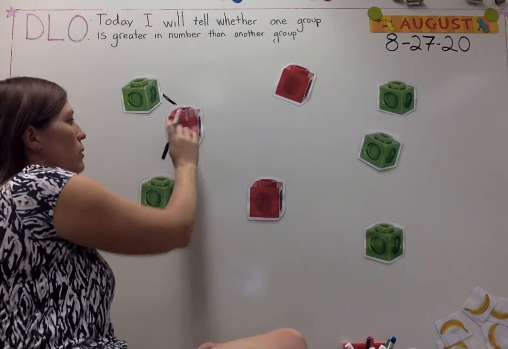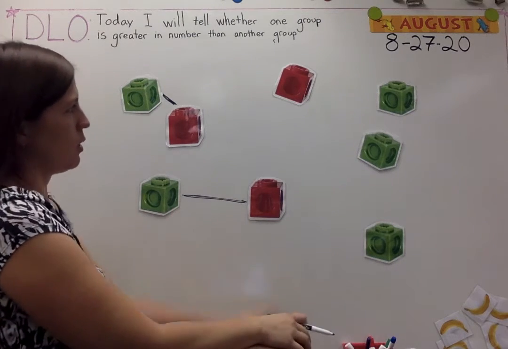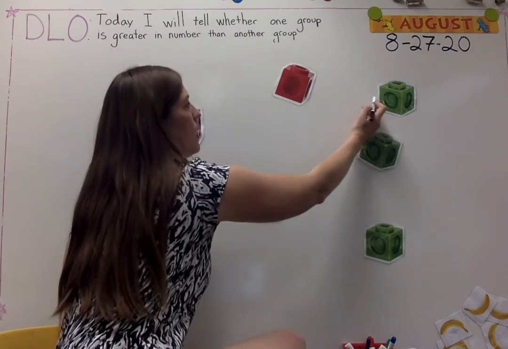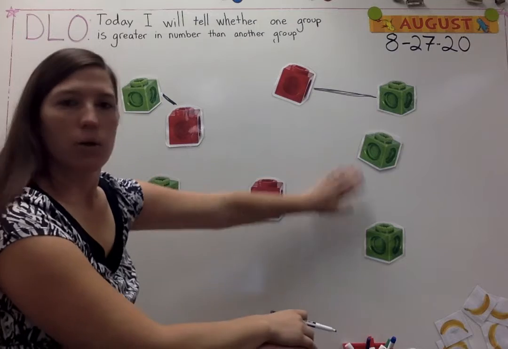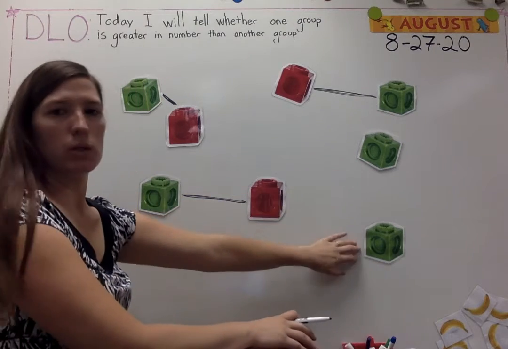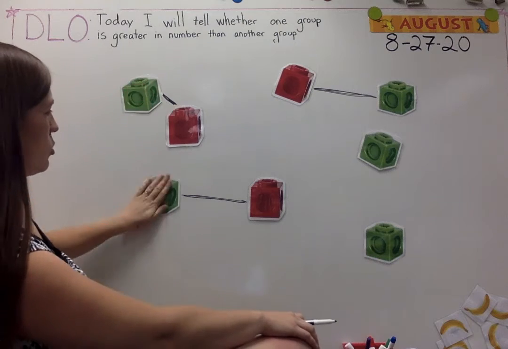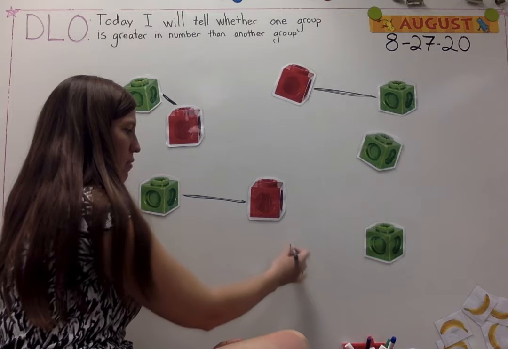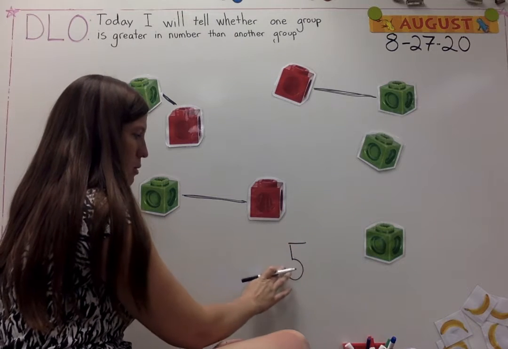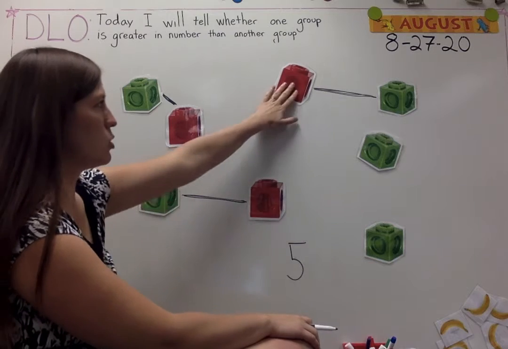Green and red. Let's do green and red. How about green and red? Are there any more red to match with these green ones? Nope. Let's count how many green we have. 1, 2, 3, 4, 5. I have 5 green. How many red do we have? 1, 2, 3.